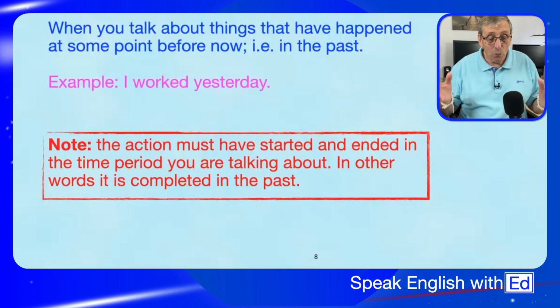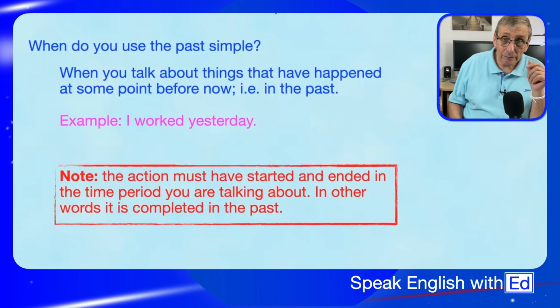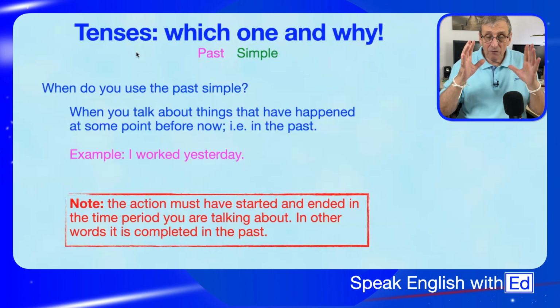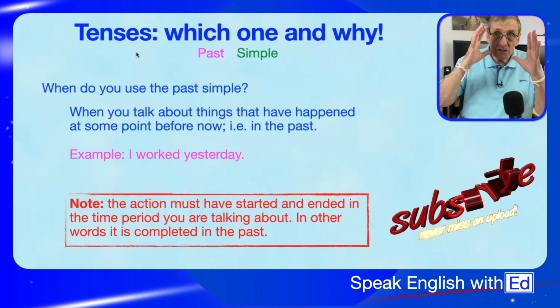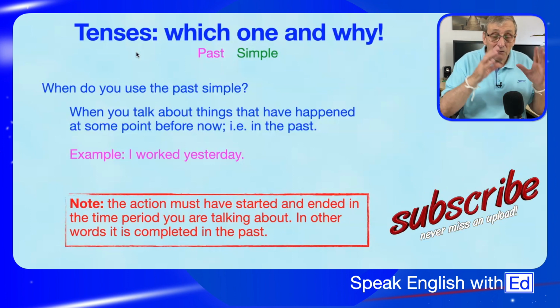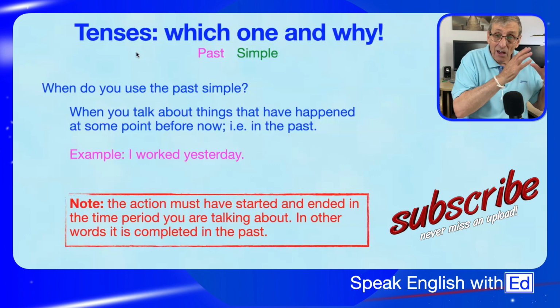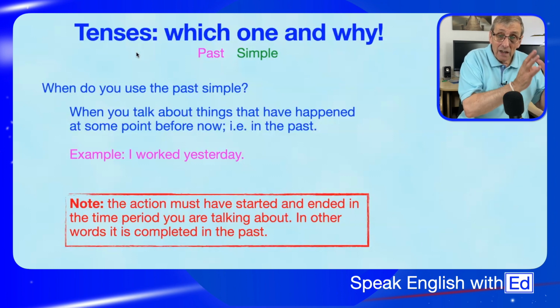Example here is, I worked yesterday. Now, yesterday is a time frame. We've set the time frame as yesterday, not today, not the day before, yesterday. And you can say, I worked. At some point during that day, I worked, and then I stopped working and I finished working yesterday.